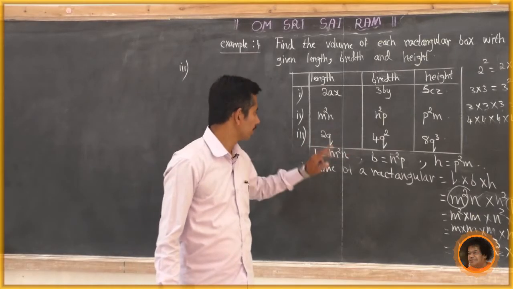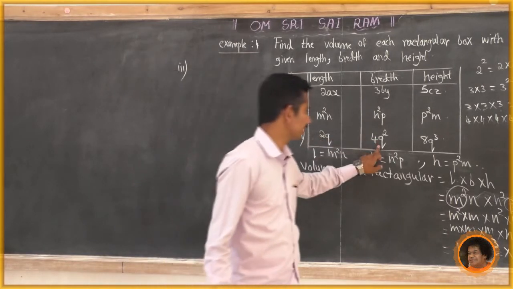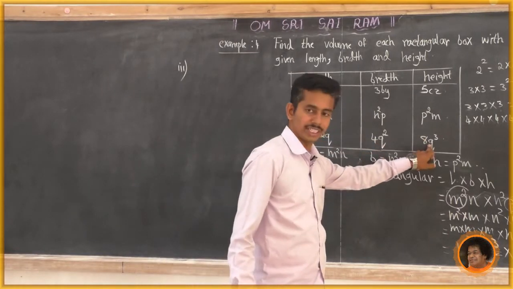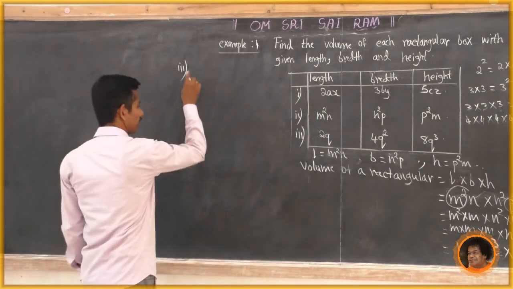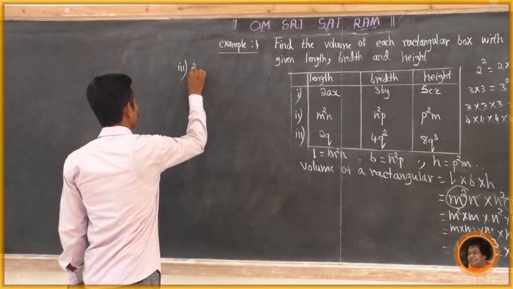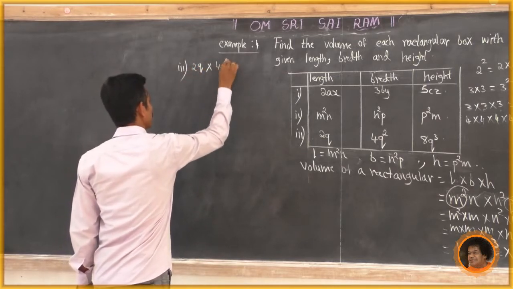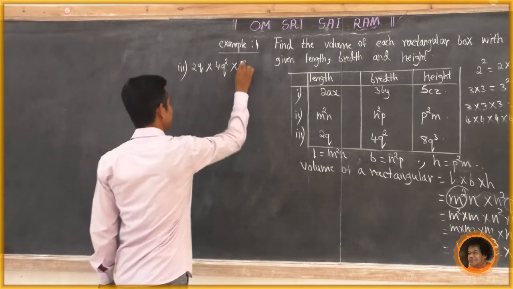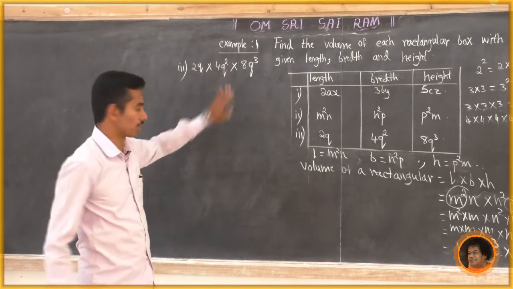In the third problem, length is 2q, breadth is 4q squared, height is 8q. Find the product. Then we get the volume of a rectangle. So 2q into 4q squared into 8q. Multiply and then we get the product.